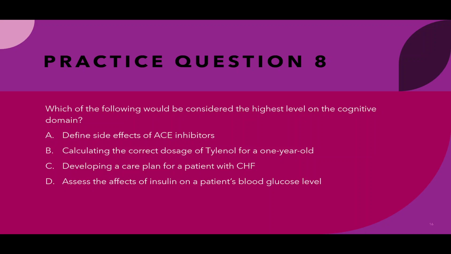Which of the following would be considered the highest level on the cognitive domain? A. Define side effects of ACE inhibitors. B. Calculating the correct dosage of Tylenol for a 1-year-old. C. Developing a care plan for a patient with CHF. D. Assess the effects of insulin on a patient's blood glucose level.